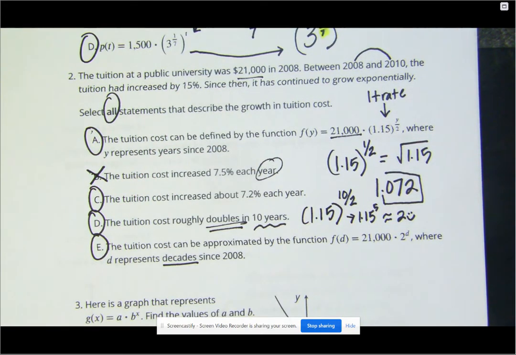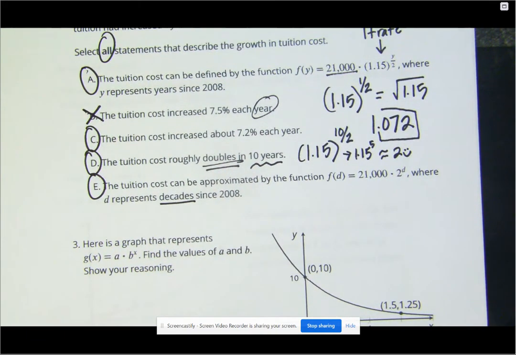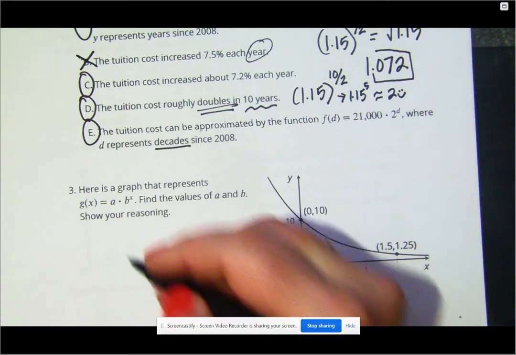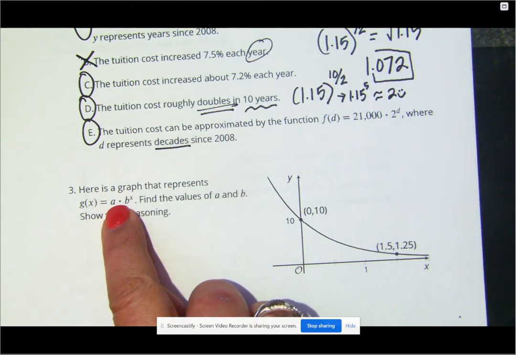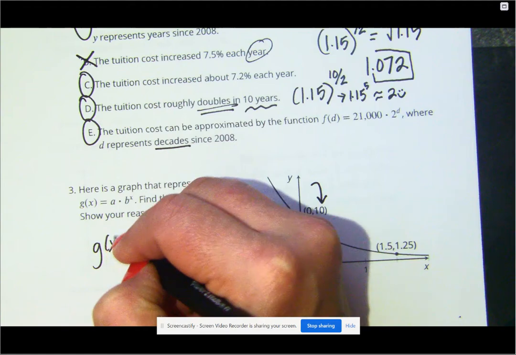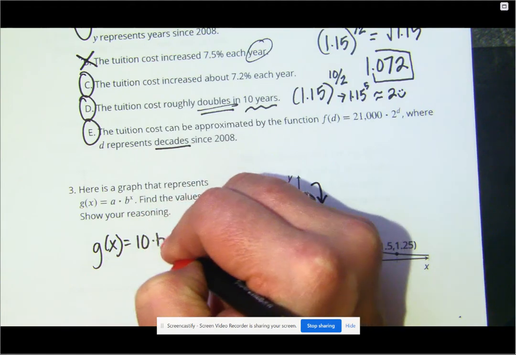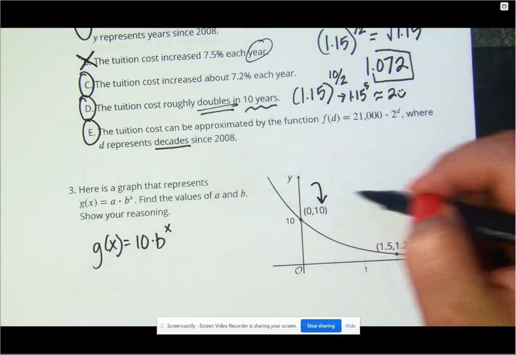All right, number 3. Here's a graph that represents g of x equals a times b to the x. Find the values a and b, show your reasoning. So first of all, hopefully we know that this a is my starting amount, 10. So g of x equals 10 times b to the x. I need to figure out what my decay rate is. I know this is decay because it's going down.